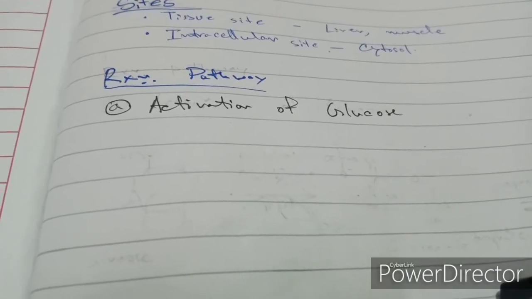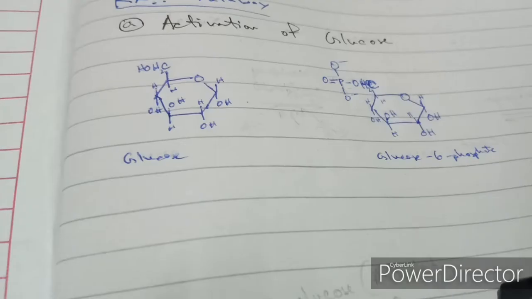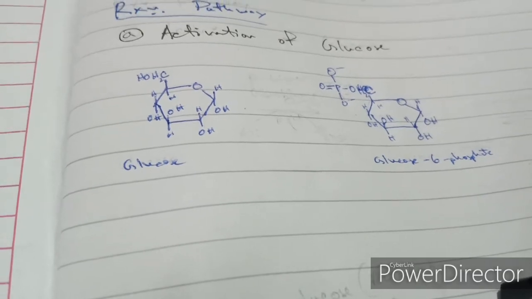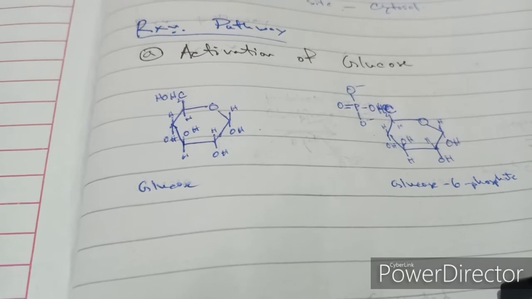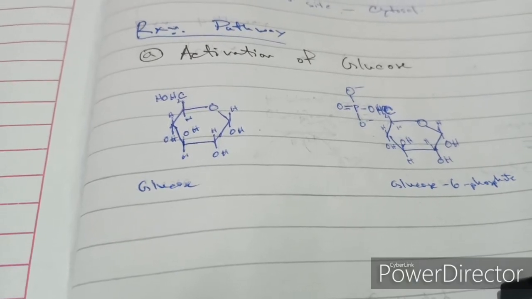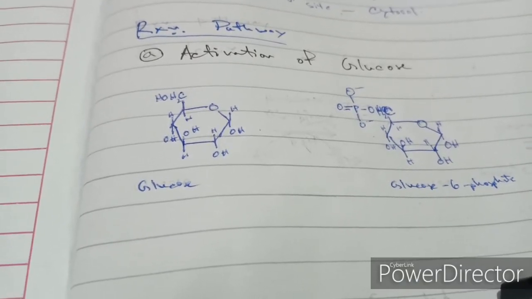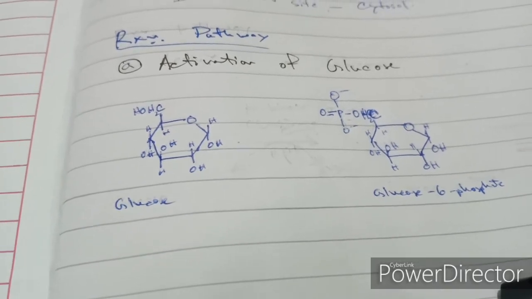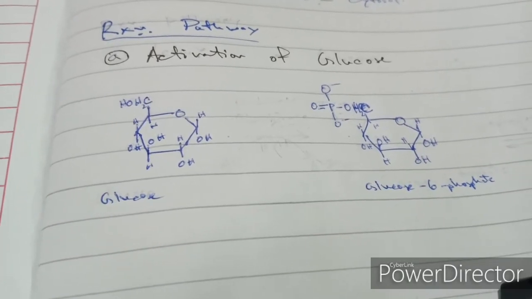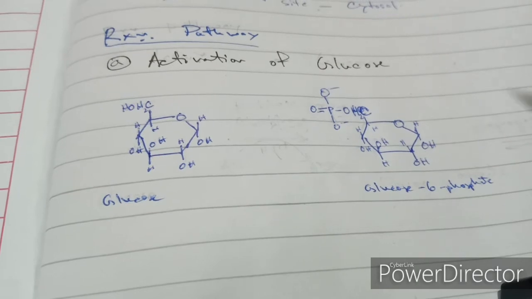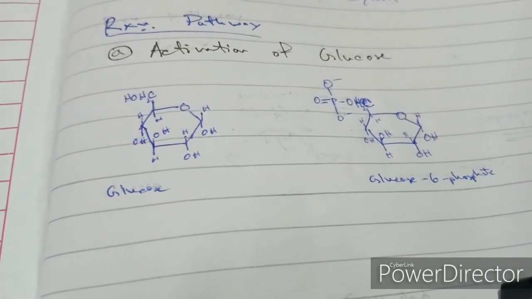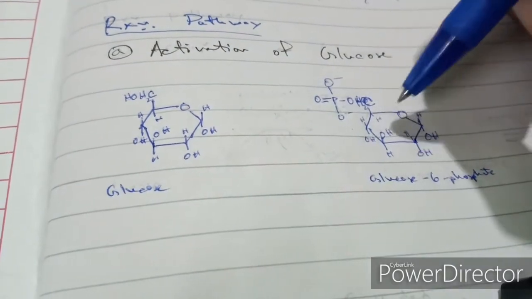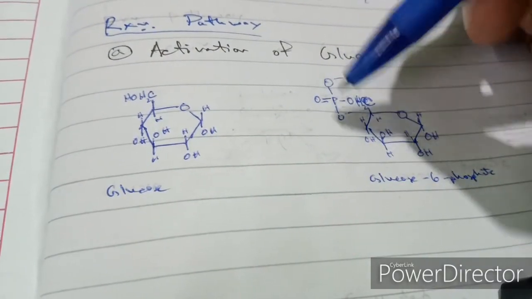Number A, activation of glucose. In activation of glucose, glucose is activated, that is, UDP glucose is formed. First, this glucose is converted to glucose 6-phosphate. Sorry for this overwriting. Up to this point it is similar to glycolysis.